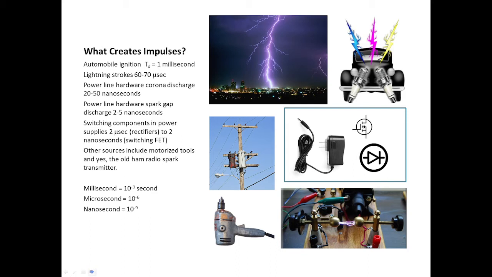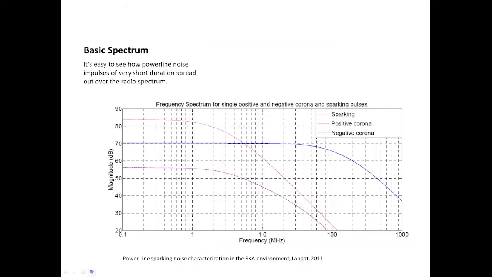Hardware spark gaps, like the source of much powerline noise, have impulses of about 2 to 5 nanoseconds duration. Switching components and power supplies can be relatively slow, like 2 microseconds for rectifiers, or relatively fast, like 2 nanoseconds for a switching MOSFET. And other tools, like motorized tools, will create impulses. And of course, the old ham radio spark transmitter, which really started this whole thing off around 100 years ago. So those are sources of impulses.